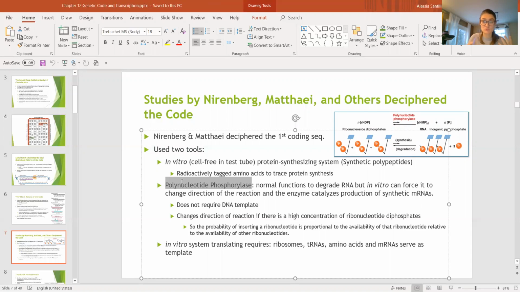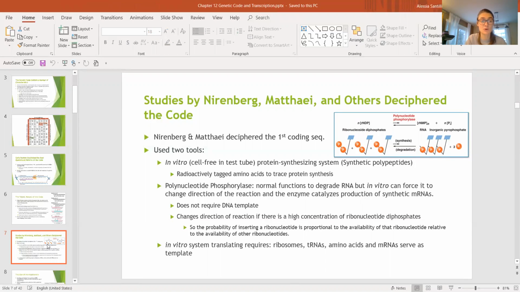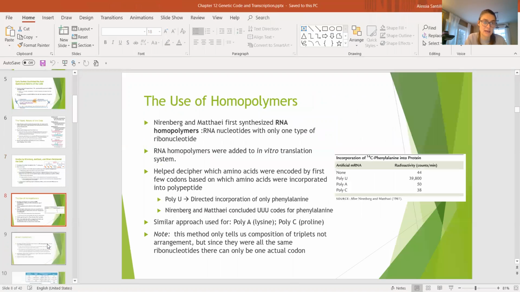So basically, if you have 100% adenine ribonucleotides, it'll make a poly A transcript just because that's all it has at its disposal. It incorporates depending on the concentration of the different ribonucleotides you give it. So the probability of inserting a ribonucleotide is proportional to the availability of that ribonucleotide relative to the availability of other ribonucleotides. And we'll get to a specific example later on. Okay, so this is what they had. They had the in vitro protein synthesizing machinery, and then they had this enzyme that made them able to make mRNA, which is great.